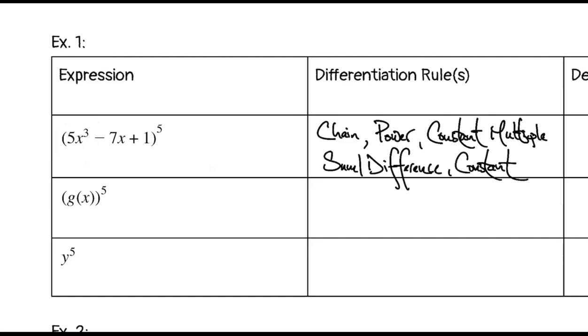And I might imagine that someone might say for 5x cubed, we need product rule. But what might be a rule that is a little bit more efficient to use instead of product rule for that 5x cubed? Yeah, we could use that constant multiple rule, because we have a 5, and then we could multiply that by the derivative of x cubed. So some places we might see product rule, but we always want to choose the one that's going to be the most efficient, okay?